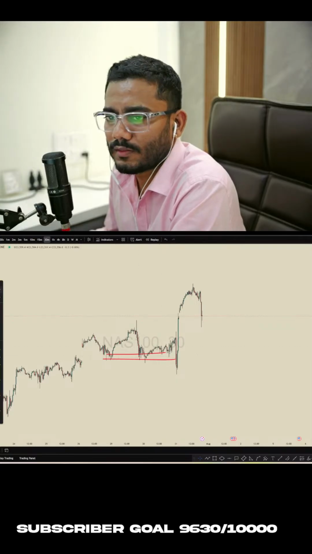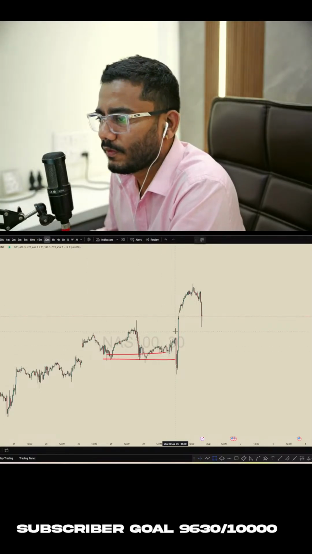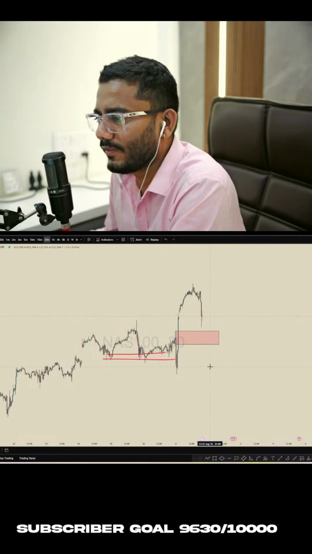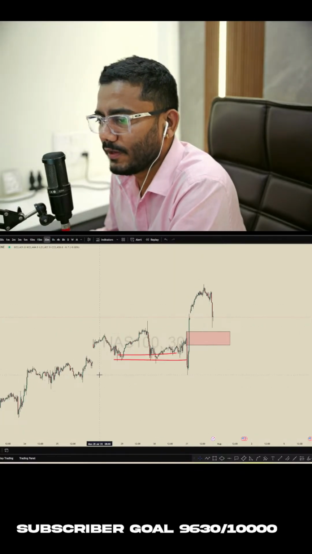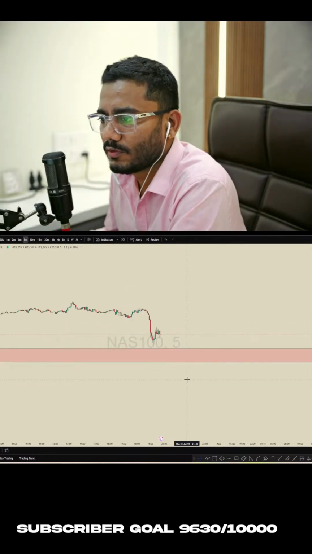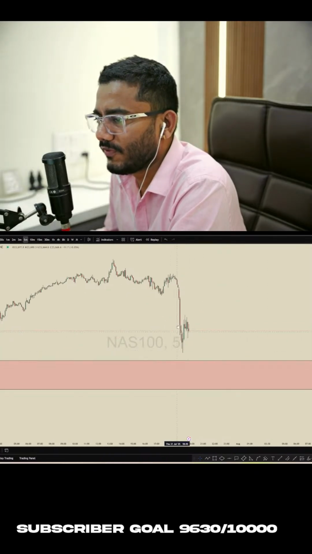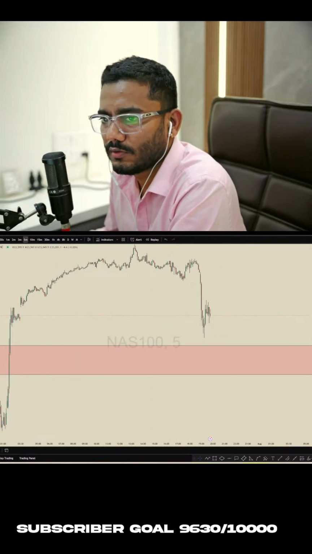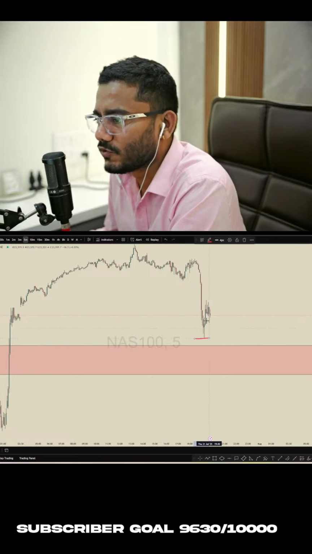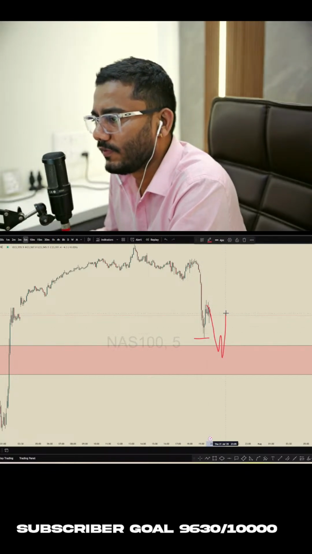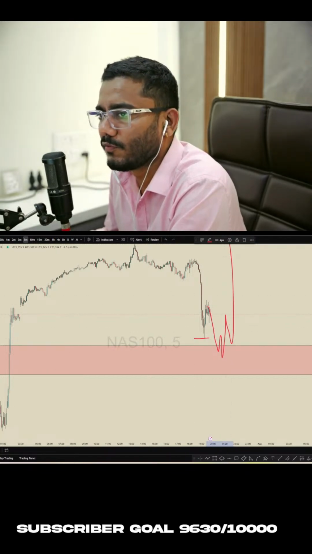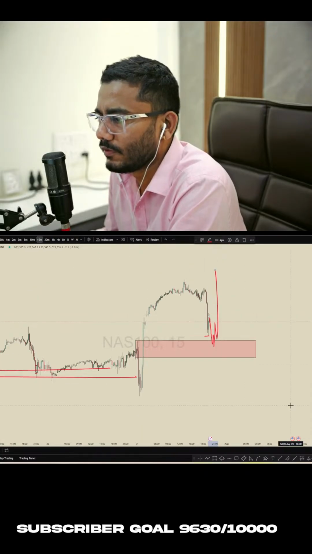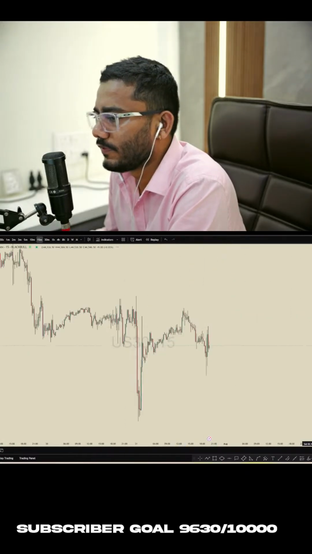NAS 100, right now, we have this order block where you can look for a buy side setup because this is a breaker block which swept out the liquidity. We swept out this previous liquidity and mitigated this order block. We also have this fake low which has been created over here. So price will sweep this area, and if this gives a structure, then we look for buy side setup. Same thing on US 30.